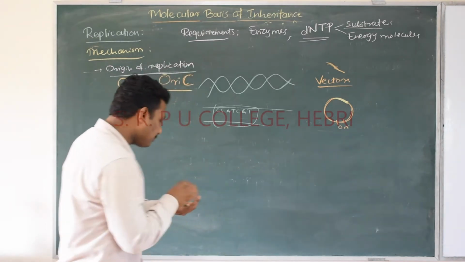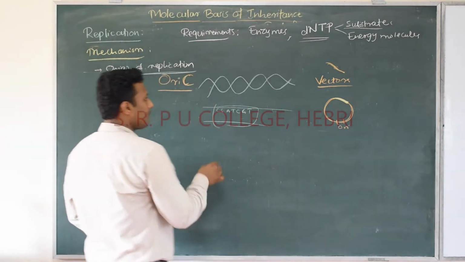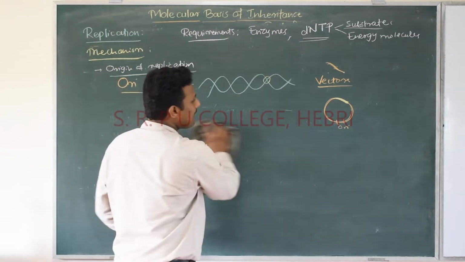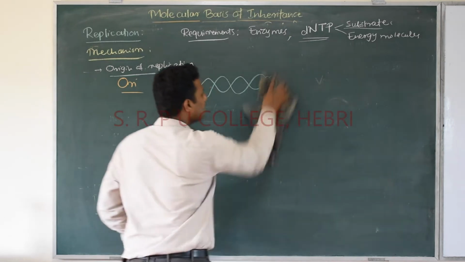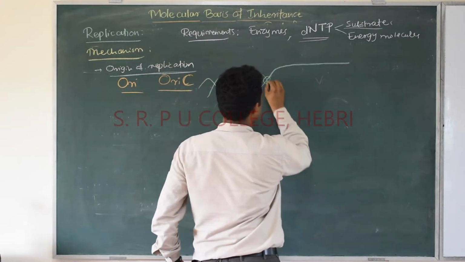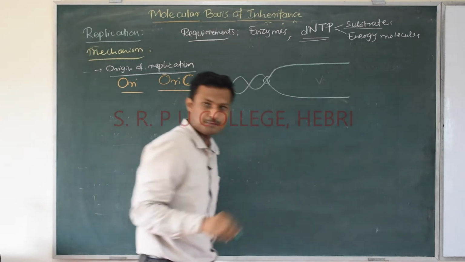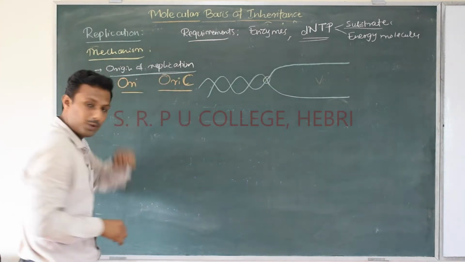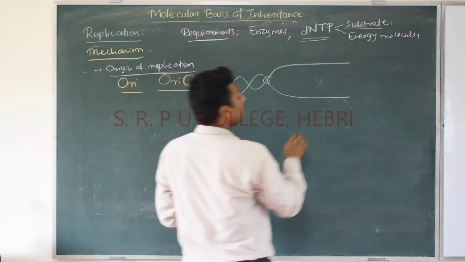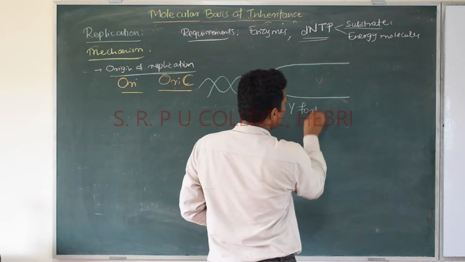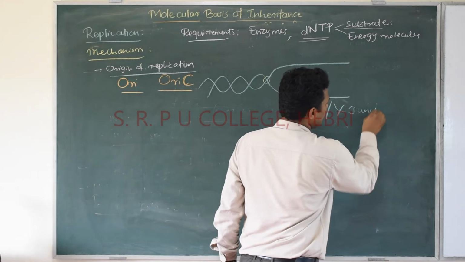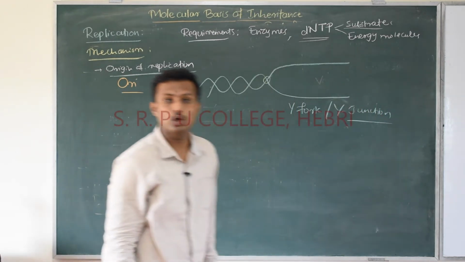Now, at that point of origin of replication, say for example here is the point of origin of replication, enzymes will identify that particular point, and slowly unwinding of the helix takes place. Here, see, unwinding of the helix takes place like this. So once the origin point is recognized, unwinding takes place. Unwinding leads to the formation of Y fork, or it's also called Y junction. It is called Y fork or Y junction.